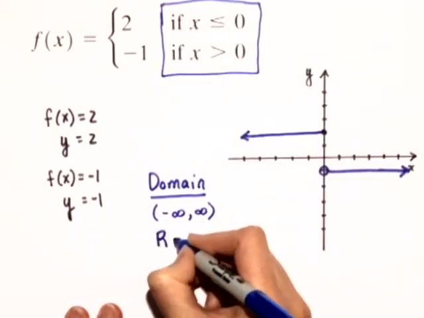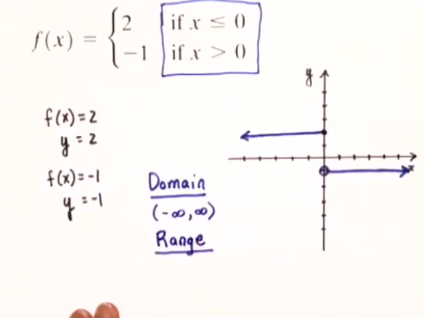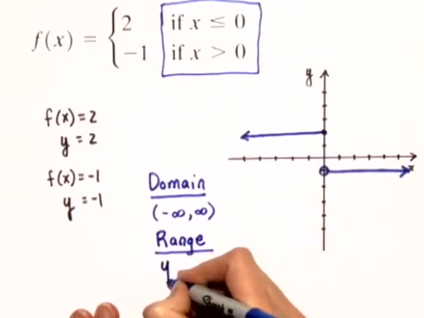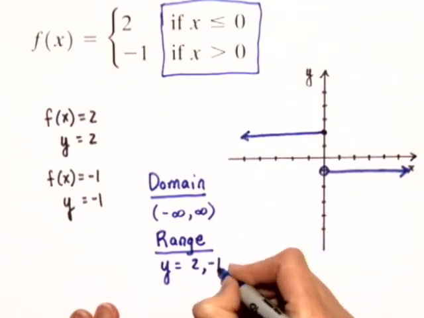The range, really we're asking what values can y be? Well, there's only two values that y takes on in this graph. Y can either be the value positive 2 or it can be the value negative 1.